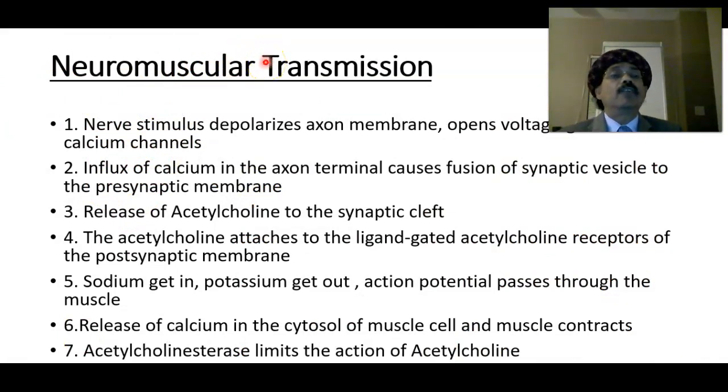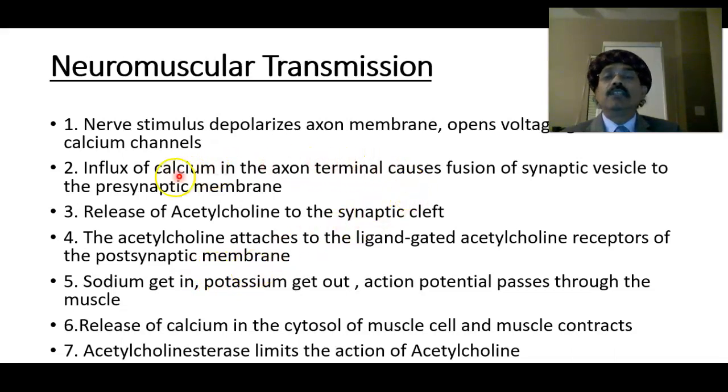So how does neuromuscular transmission take place? A nerve stimulus depolarizes the axon membrane and opens the voltage-gated calcium channels present in the presynaptic membrane. Influx of calcium into the axon terminal causes fusion of the synaptic vesicles to the presynaptic membrane. Then acetylcholine, the neurotransmitter, is released into the synaptic cleft. Acetylcholine attaches to the ligand-gated acetylcholine receptors of the postsynaptic membrane.